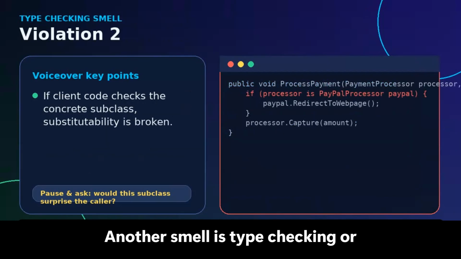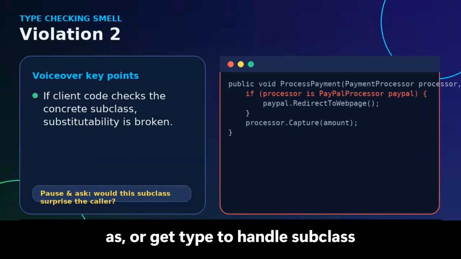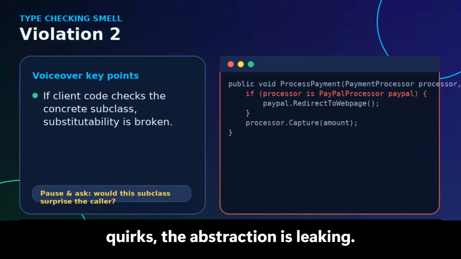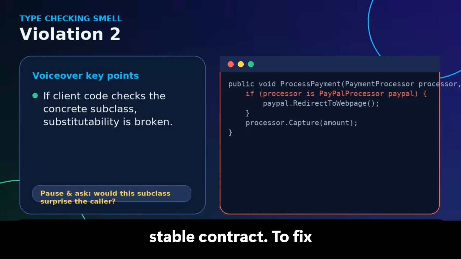Another smell is type checking or downcasting. If client code uses is, as, or GetType to handle subclass quirks, the abstraction is leaking. The client is no longer working with a stable contract.